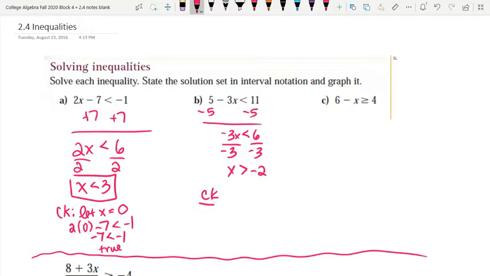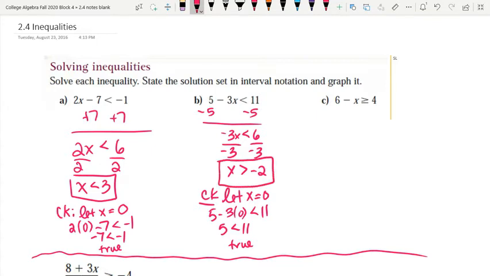Let's check that one. So given x greater than negative 2, let's say let x equal 0. So that is 5 minus 3 times 0. Is that less than 11? Gives us 5 is less than 11, and that is true. That is probably correct. So we'll go with that as our answer.